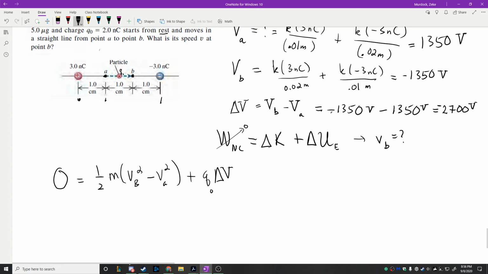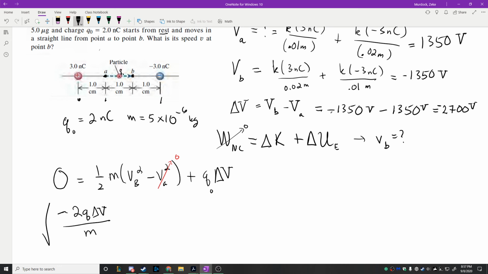So let's define, as it does in the problem, that Q naught is equal to 2 nanocoulombs, and the mass is equal to 5 times 10 to the negative 6 kilograms. And then we'll use those to solve this problem. We also know that it starts off at 0. So what we have is basically the same solution as we did in the last problem. You end up getting negative 2Q times delta V divided by the mass of the particle, and then you take the square root, and that ends up being equal to VB.